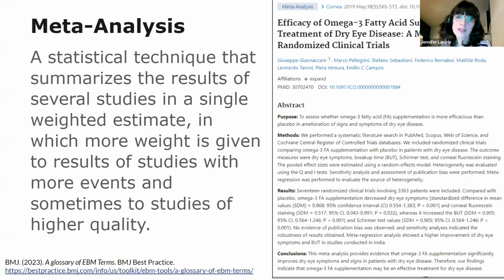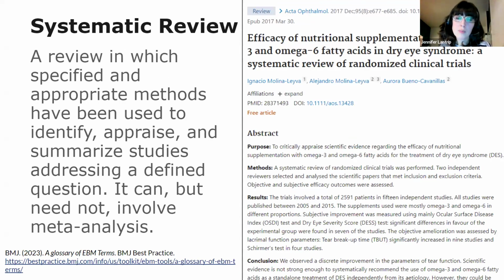So a meta-analysis is a statistical technique that summarizes the results of several studies in a single weighted estimate, in which more weight is given to results of studies with more events and sometimes to studies of higher quality. A systematic review specifies methods to identify, appraise, and summarize studies as addressing a defined question. It can, but need not, involve meta-analysis. So while these are synthesized evidence, they're also studies in themselves because they have a particular design and are laid out like a research study with methods, results, and discussion sections.